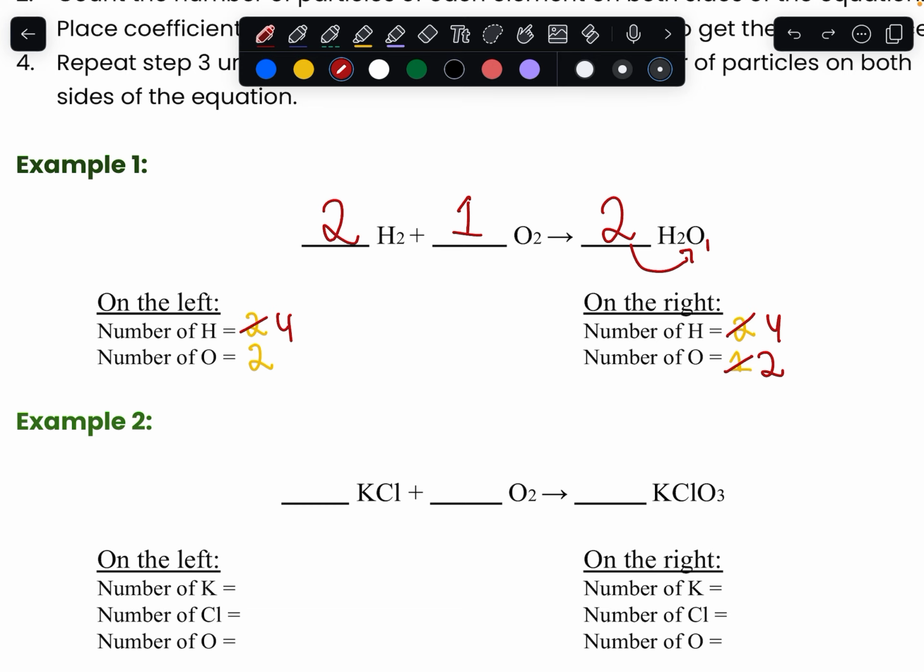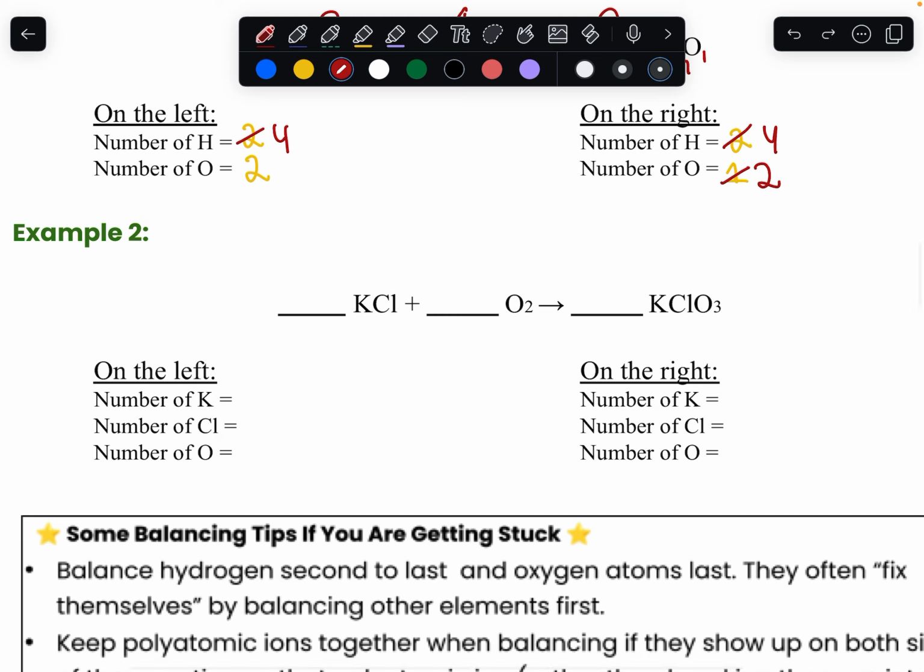All right, example number 2. Example number 2 is a little bit more difficult. What we're going to do for example number 2 is the same thing. So we're going to start with 1 of each substance on the left, K and Cl, and we have 2 O's. Now, on the right side, we have 1 K, 1 Cl to start, and we have 3 O's.